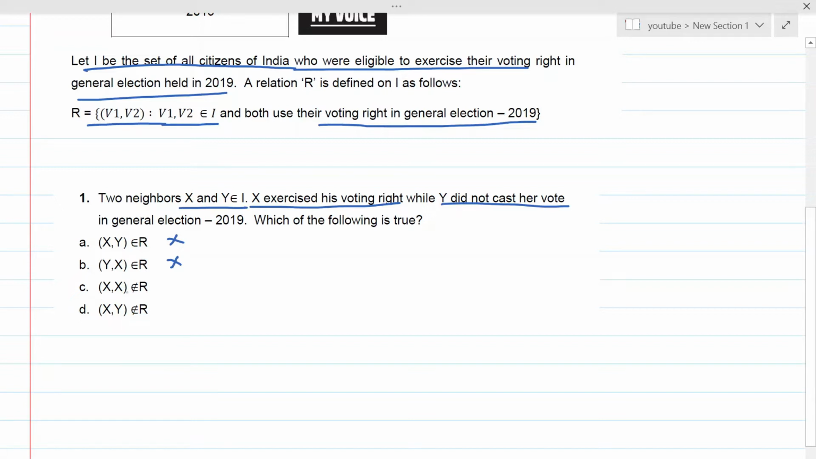Now (X, X) does not belong to the relation. This is wrong because X is not only a citizen but also exercised the right to vote. So this option is also wrong. Finally, let's come to (X, Y) does not belong to R. Now (X, Y) does not belong to R because X has voted, but Y has not voted. In order to be part of the relation, both X and Y should be citizens who exercised their vote. So the answer for the first question is going to be option D.